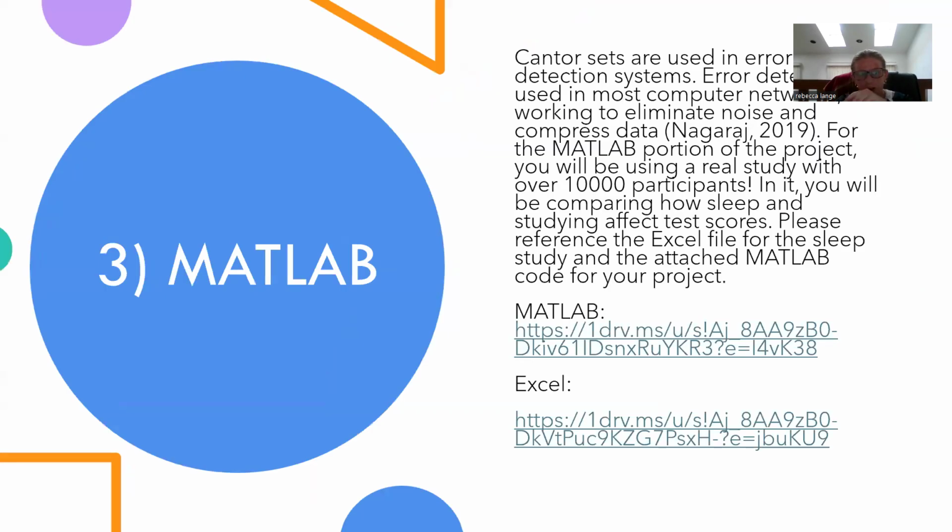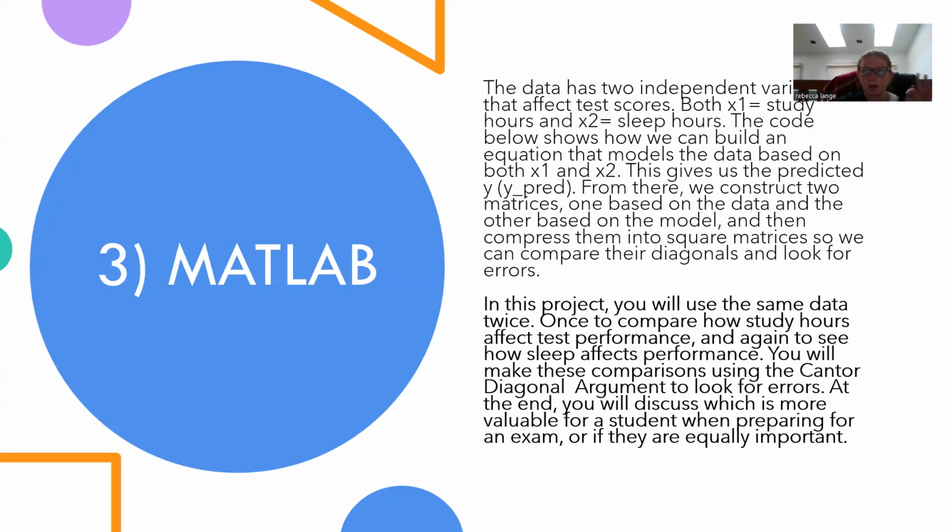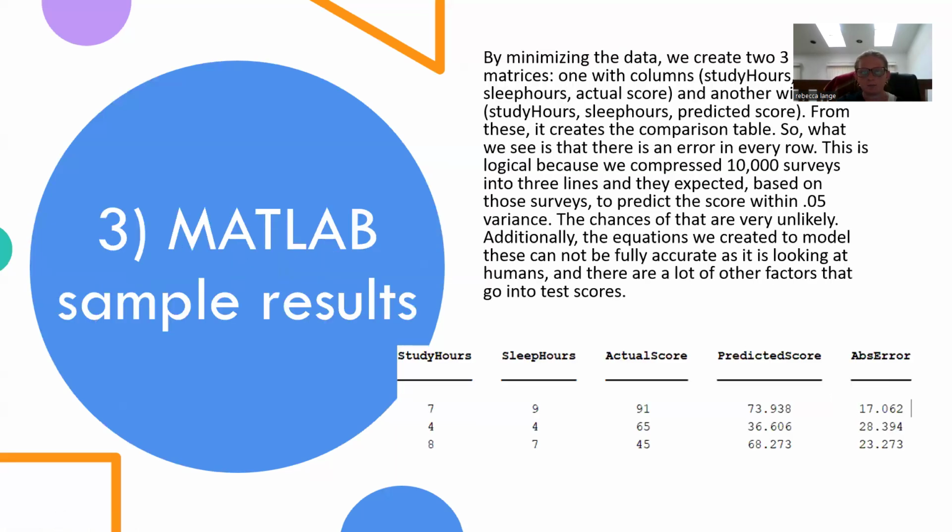Okay, so looking at MATLAB, we talked about the first page, second page. I explained this already. This is what you will be doing in the project. So remember, you're using the same data twice. You're getting two different tables out of it. And then you'll talk about which is more important, studying or sleeping, and also maybe explain there's some error in this equation, why.